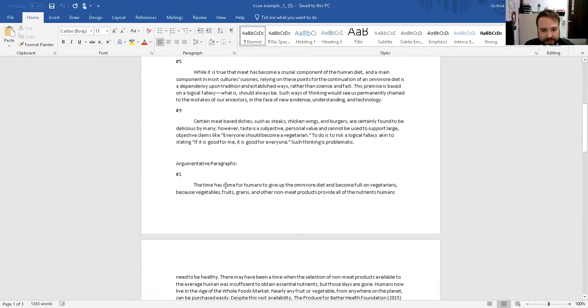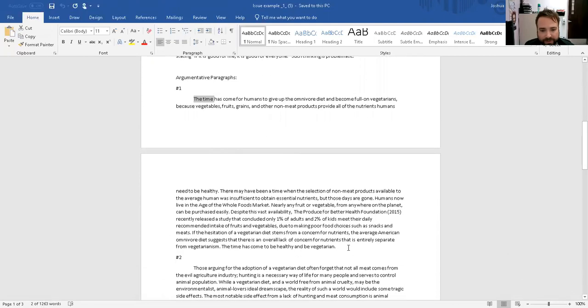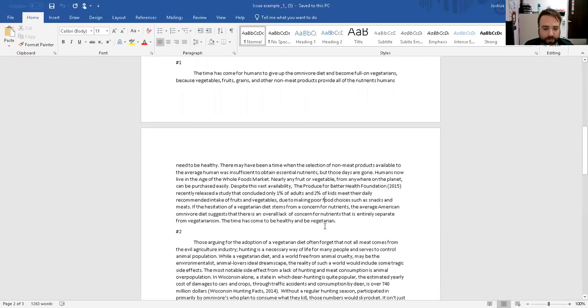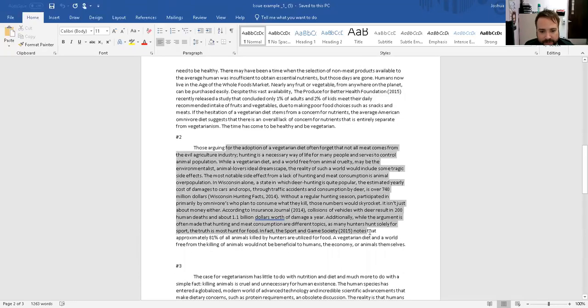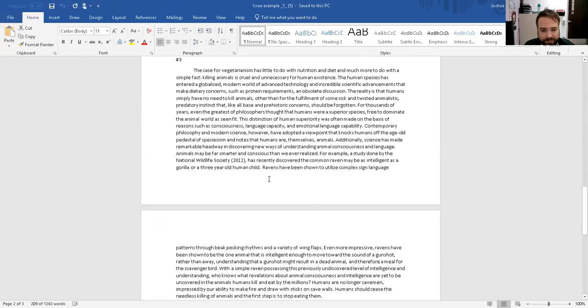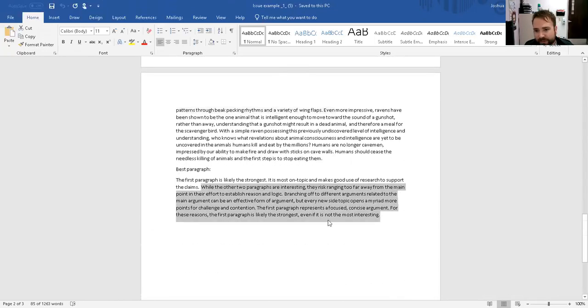So then I go into my actual argumentative paragraphs. Notice I am indenting the first line of every paragraph. Notice I am making my arguments nice and chunky. I'm using in-text citations and cited statistics to support my claims, and I'm writing in third-person point of view throughout. The same thing with my against argument. Here's my third argument, and then here is my best paragraph.